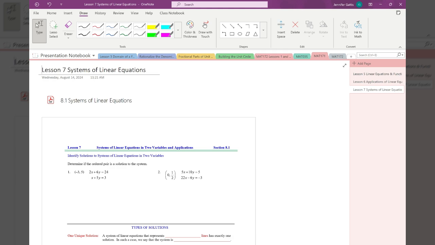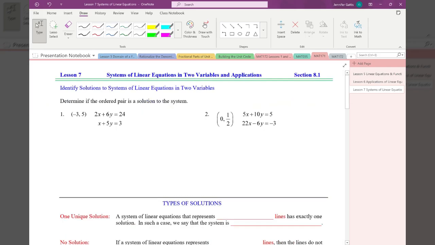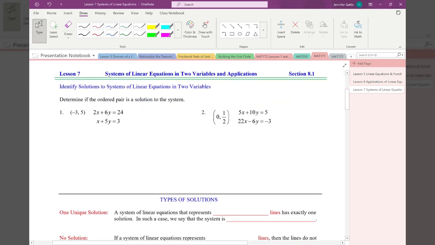Linear equations. So in this section, we are going to be talking about solutions to a system of linear equations in two variables. So what we want to begin with is when we have a solution to two linear equations in two variables. What it means is that we have a point that satisfies both equations. It makes both equations true.